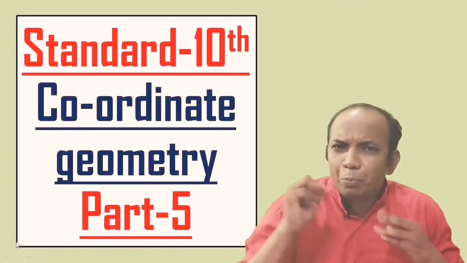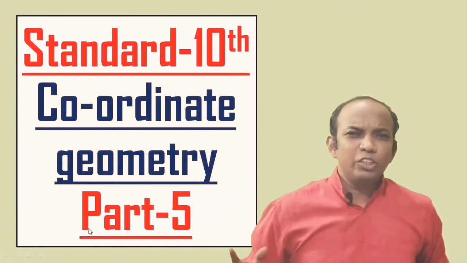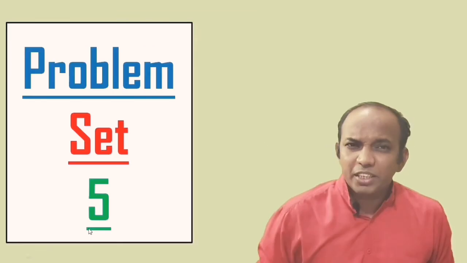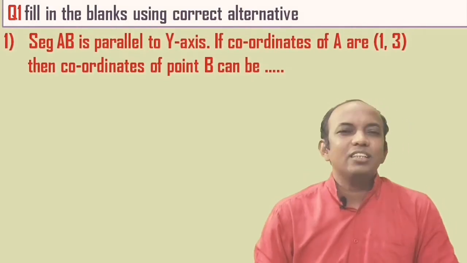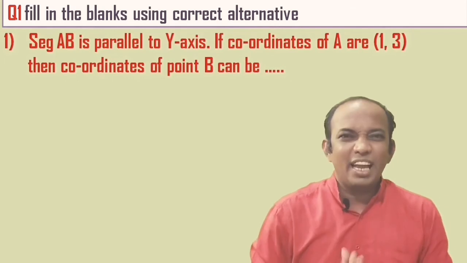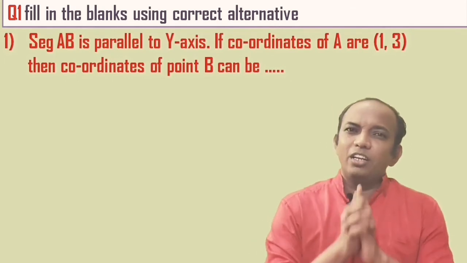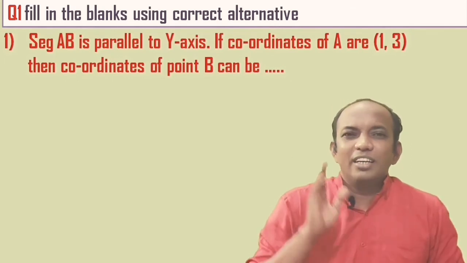Hello there and welcome back to part 5 of coordinate geometry. In today's lecture we will solve problem set 5 and here we go with the first question on the board, which is an MCQ. The first question says segment AB is parallel to the y-axis, coordinates of A are given to me as 1 and 3 and I need to find the coordinates of B which are given in the options.